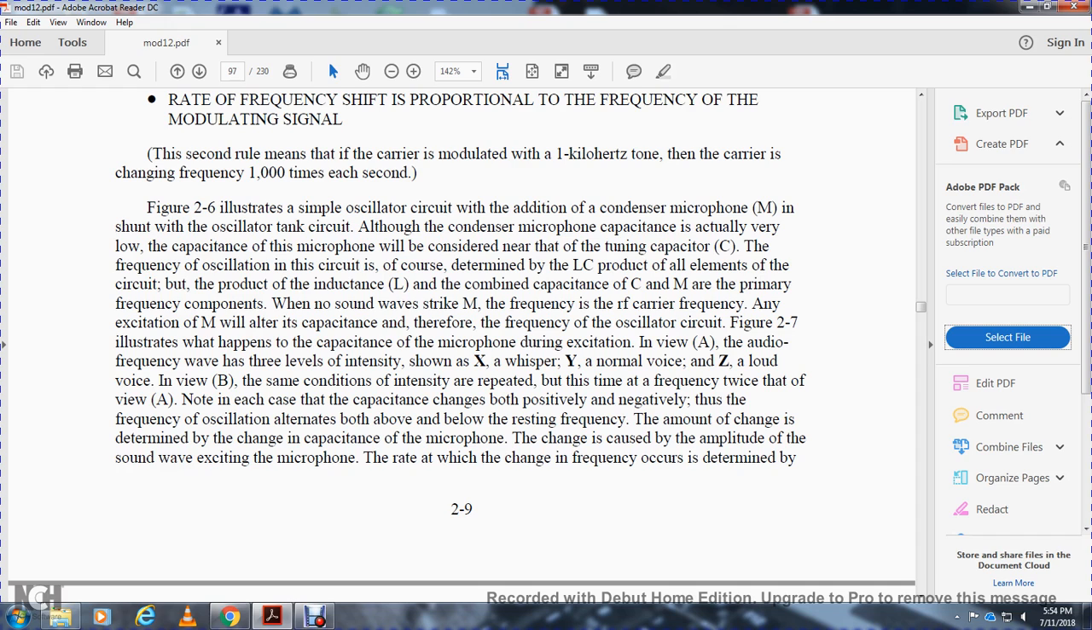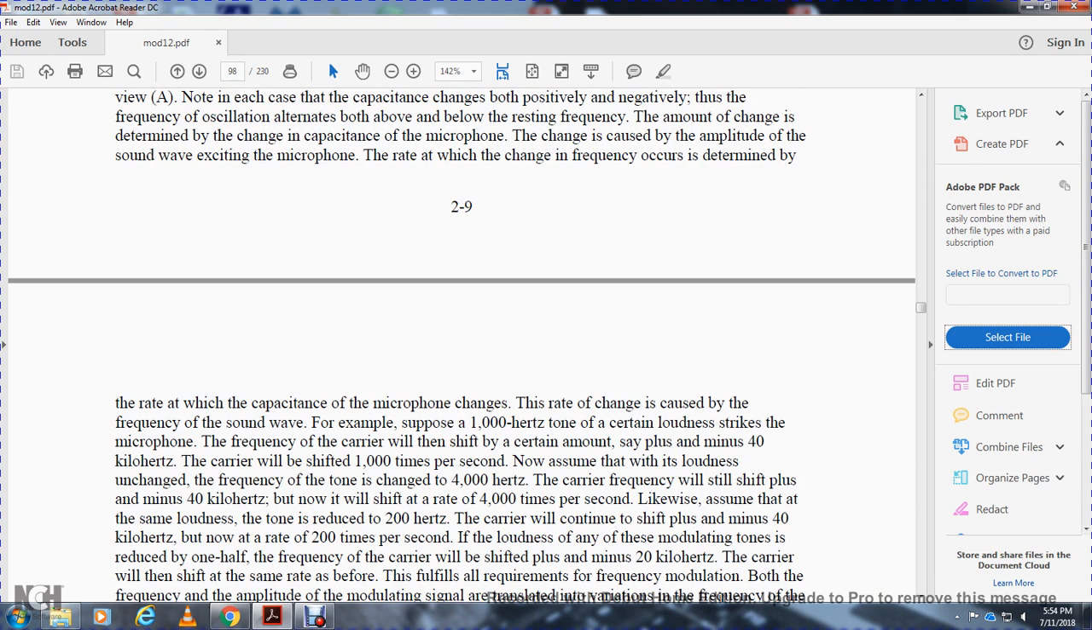In view A, the microphone is excited at an audio frequency with three levels of intensity: X, Y and Z, where X shows a whisper, Y a normal voice, and Z a loud voice. In view B, the same intensity conditions are repeated, but at a frequency twice that of view A. Note that each of these capacities changes both positively and negatively. Thus, the frequency of oscillation alternates both above and below the resting frequency. The amount of the change is determined by the change of the capacity of the microphone. The change is caused by the amplitude of the sound wave exciting the microphone, and the rate at which the frequency change occurs is determined by the rate at which the capacity of the microphone changes.